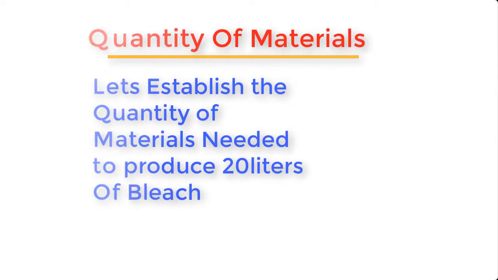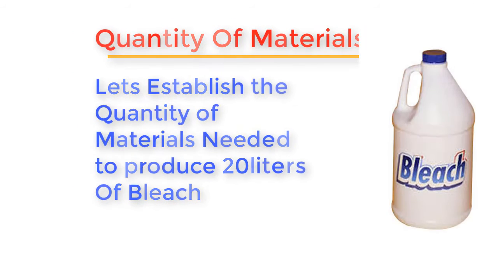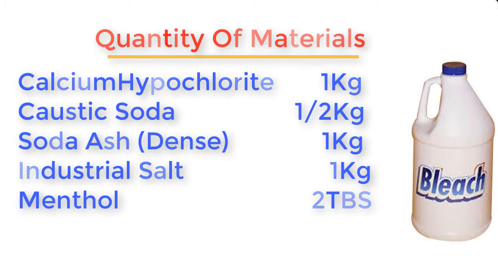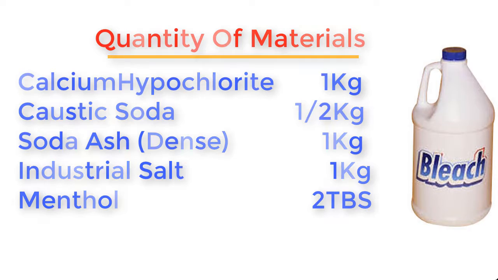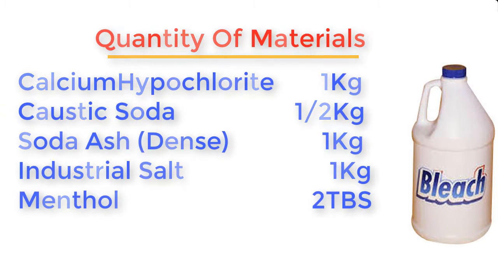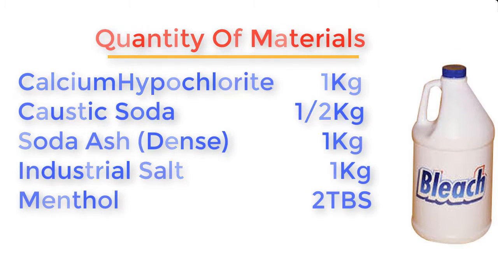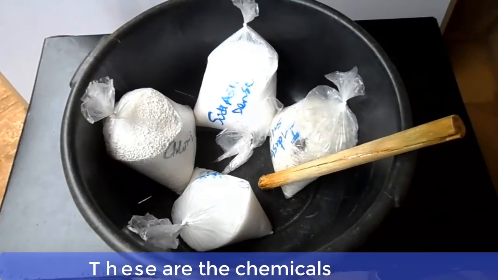Now let's establish the quantity of chemicals required to produce about 20 liters of bleach. Calcium hypochlorite, also known as industrial chlorine, 1 kilogram. Caustic soda, half kilogram. Soda ash, 1 kilogram. Industrial salt, 1 kilogram. Menthol, 2 tablespoons. Now these are the chemicals.